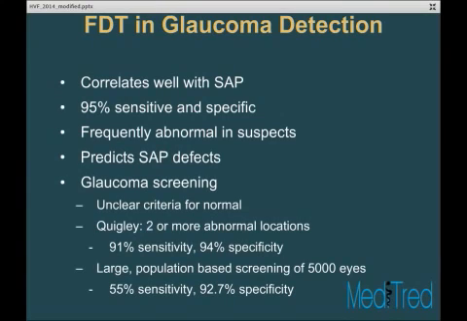Perhaps the best criteria was set forth by Quigley, where he found that the presence of 2 or more abnormal locations, regardless of the severity, was indicative of likely disease. This resulted in a sensitivity of 91% and a specificity of 94%. However, a much larger population-based screening of 5,000 eyes found a much more modest sensitivity of 55%, but still a very high specificity.